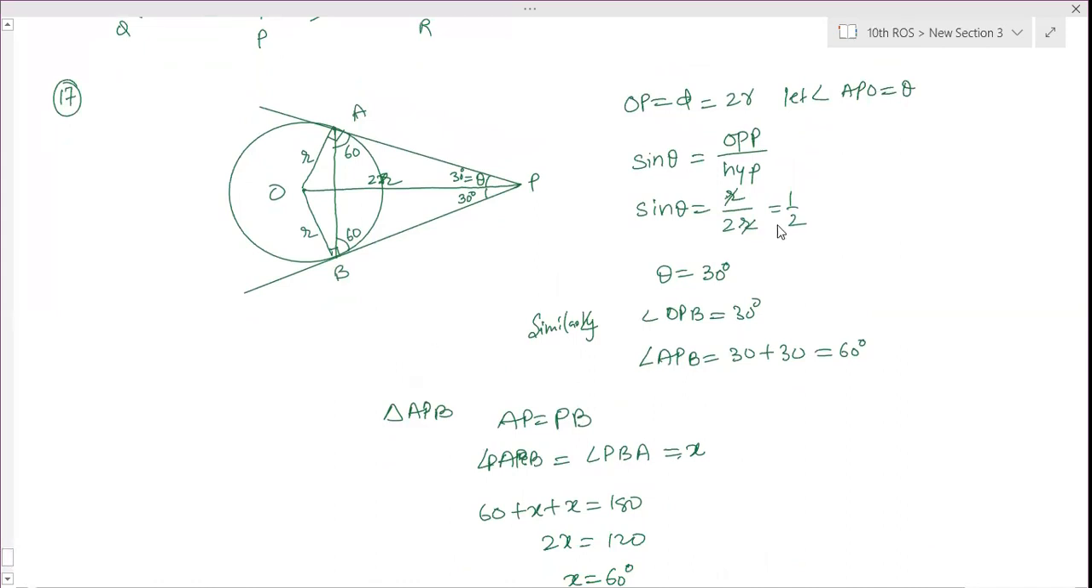Let angle APO be equal to theta. Mark that question in your textbook. And exactly similar one is 18th. Try. Use trigonometry after completing 17th.